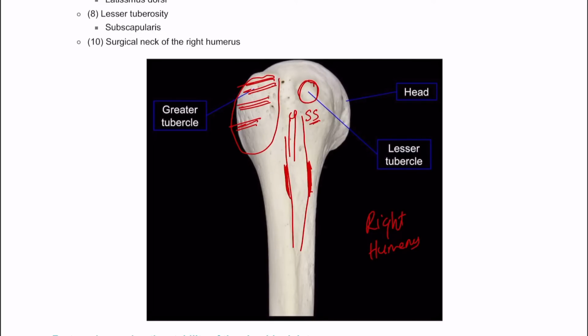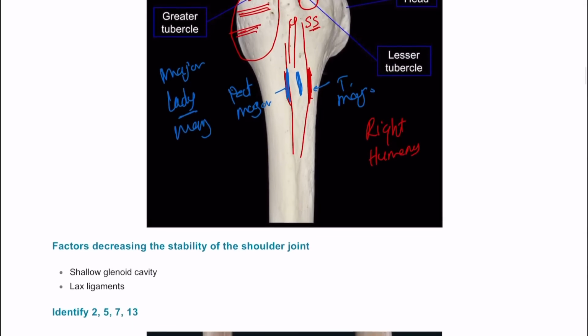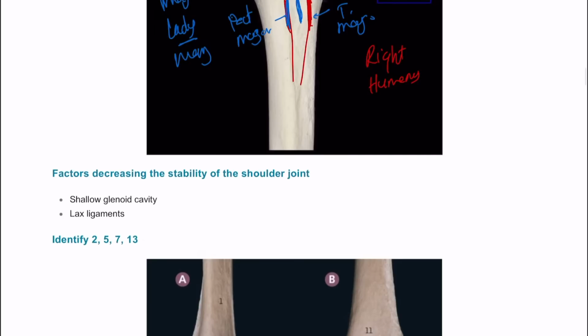So for this, you have 3 muscles, which we call a lady between 2 majors. All right, so you have a major and a major as well. So the lateral lip, you have the pectoralis major muscle, and the medial lip, you have the teres major muscle, and in between is the latissimus dorsi muscle. Factors decreasing stability of the shoulder, we mentioned this, the shallow glenoid cavity and the lax ligaments around it.